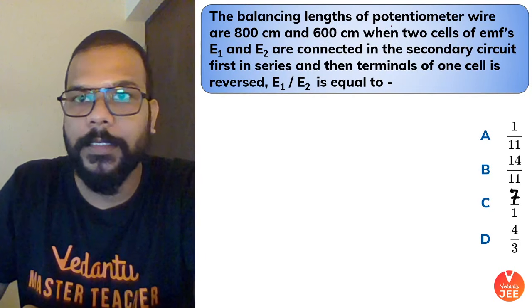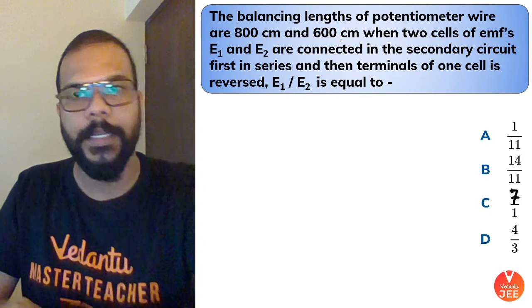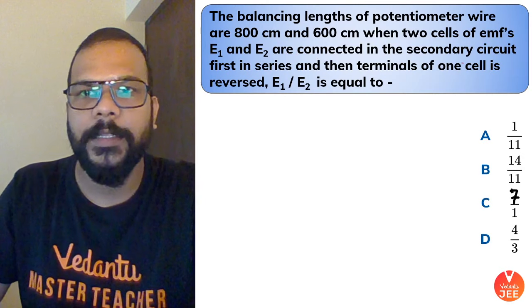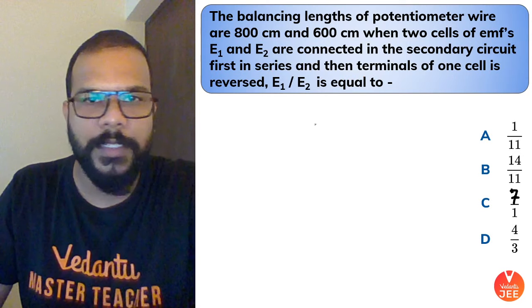Now this says that the balancing lengths of a potentiometer wire are 800 centimeter and 600 centimeters. Okay, so when the two cells of EMFs E1 and E2 are connected in secondary circuit, first in series and then the terminals of the two cells is reversed.